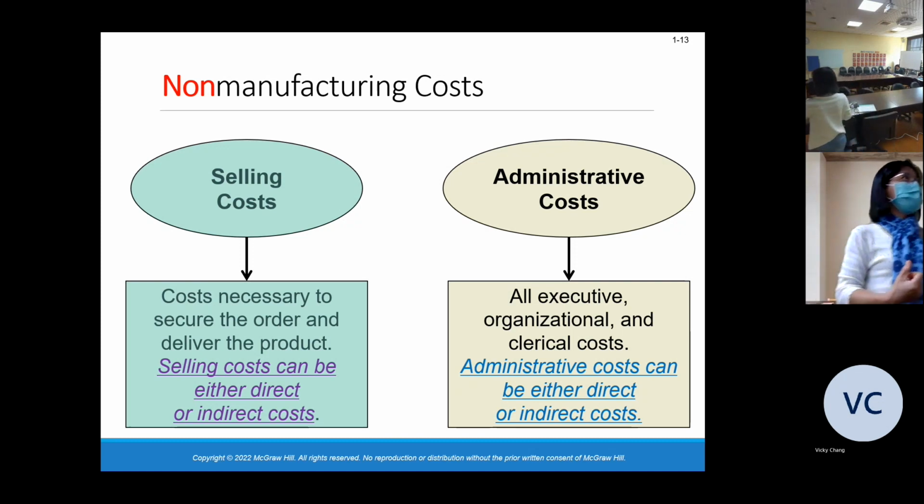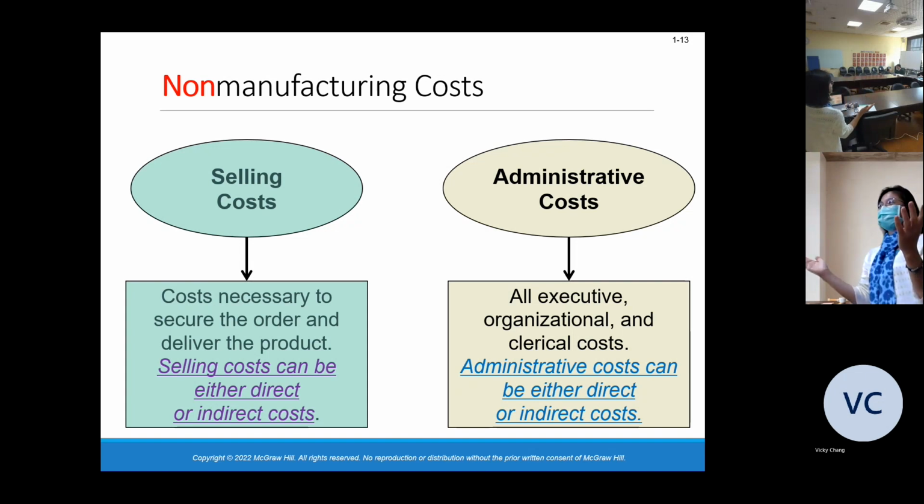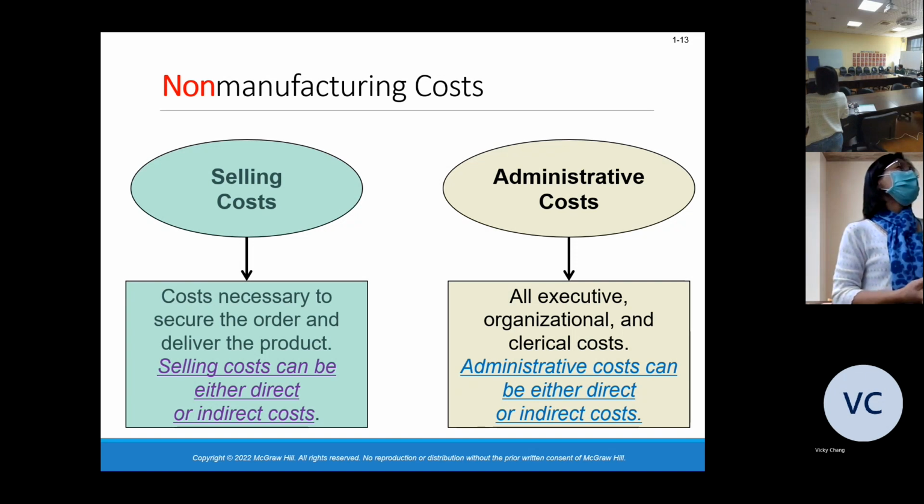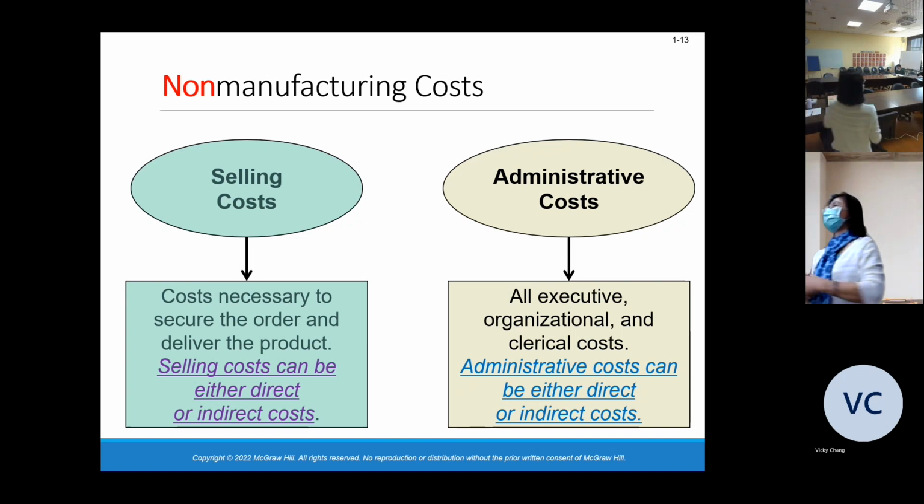And administrative costs are all executive, organizational, and clerical costs, like accountants and top managers. Okay, so administrative costs can be either direct or indirect costs.